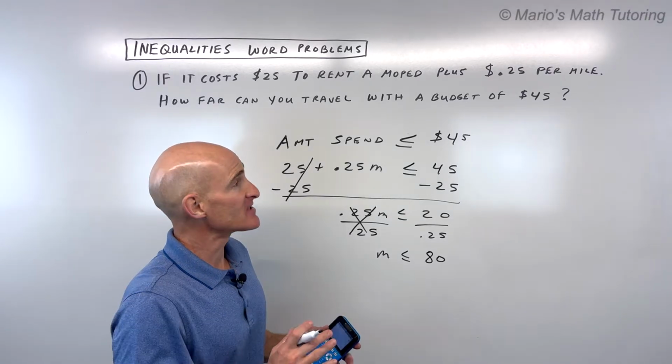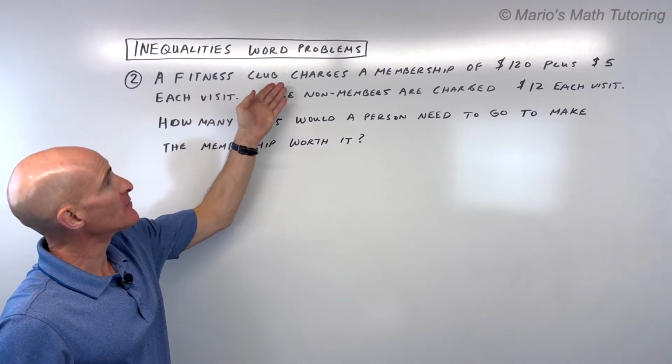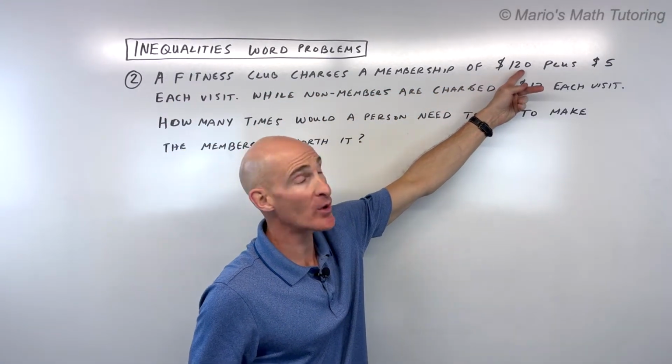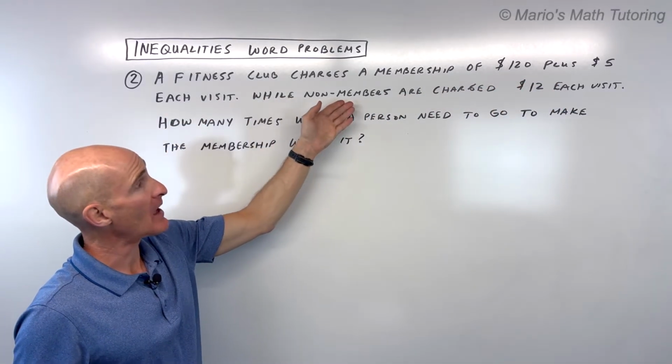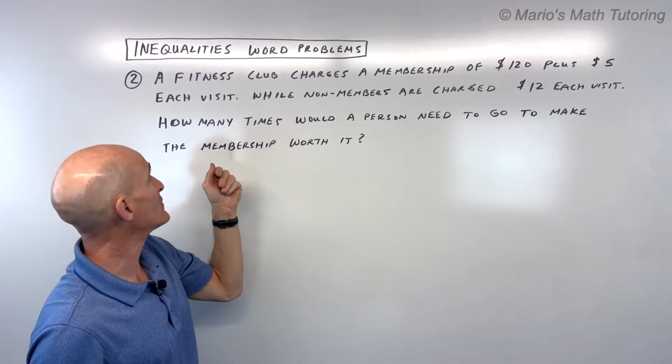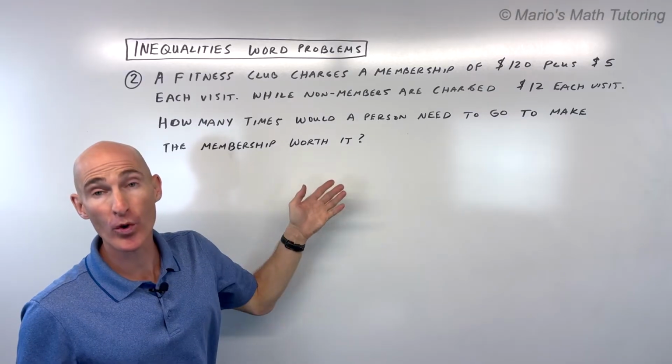Okay. Let's take a look at another example. Okay, let's try example number 2 now. It says a fitness club charges a membership of $120 plus $5 each visit, while non-members are charged $12 each visit. How many times would a person need to go to make the membership worth it?